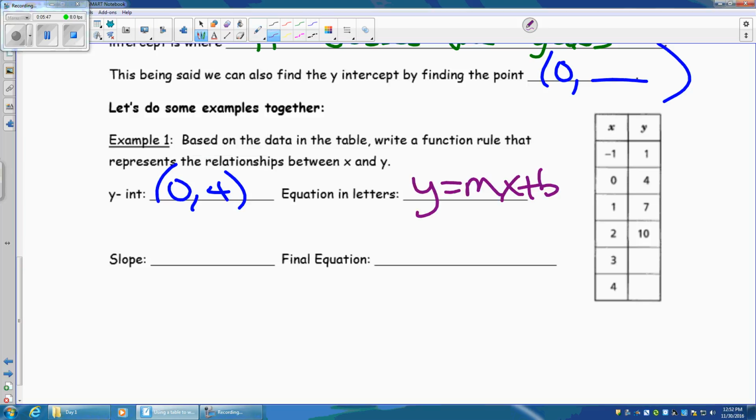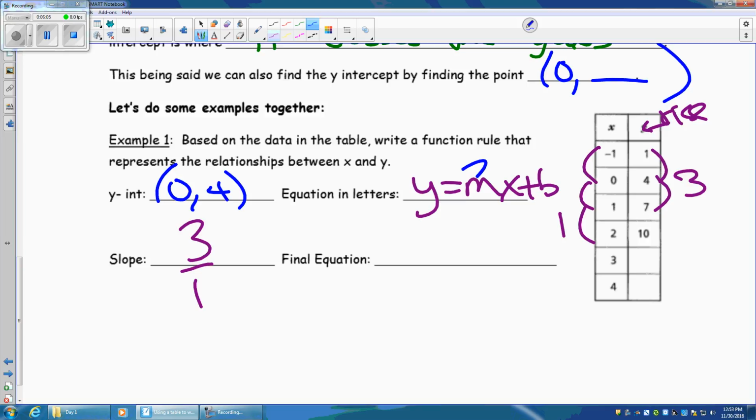So I found that. Now I just need the slope, which we knew how to do before we came in here. It's finding the rise, which rhymes with y's, which is 3 over 1. So my slope is 3 over 1, or 3. So I know I can plug in 3 and 4. So my final equation is y is 3x plus 4. And that's really it for today.